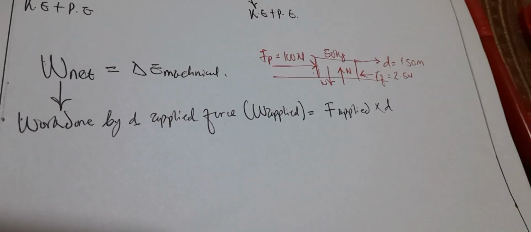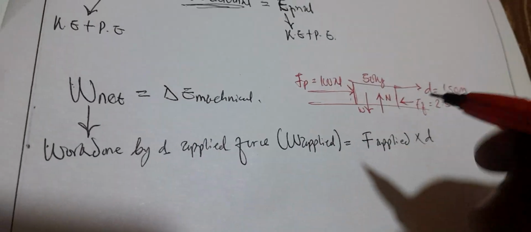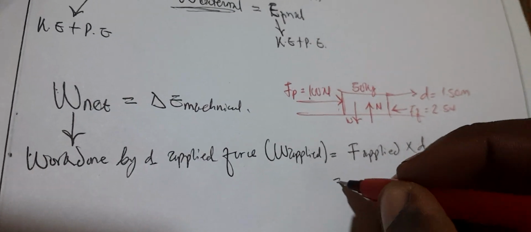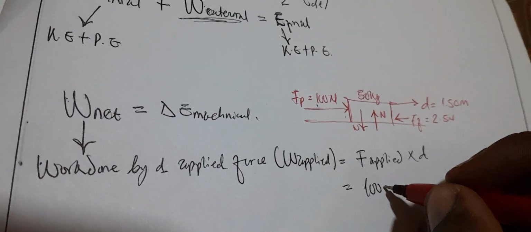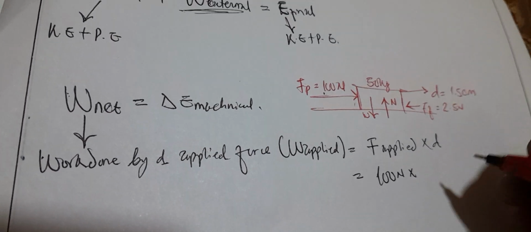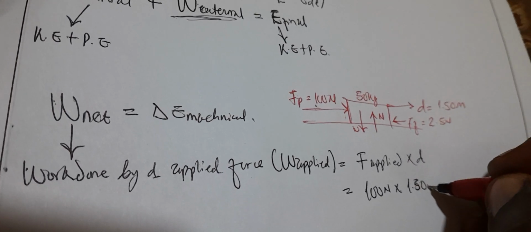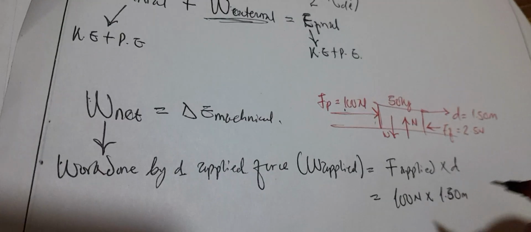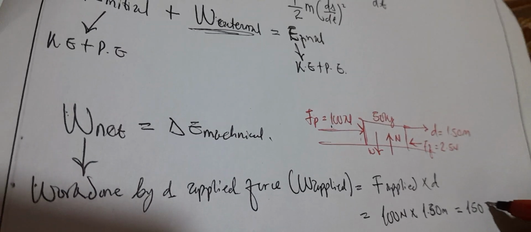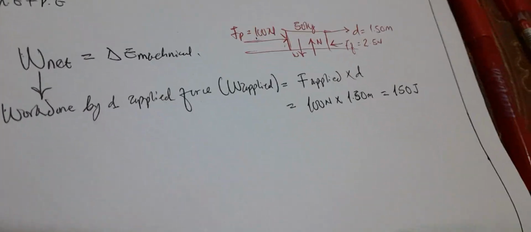So let's talk about the work done applied. I'm talking about this one here. So the force there is 100 Newton times the distance, which is 1.50 meter, and this should give us 150 joules.